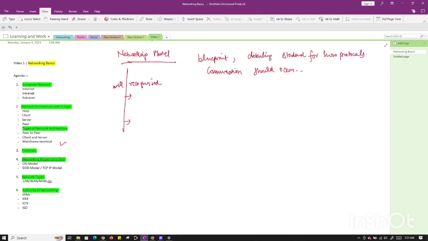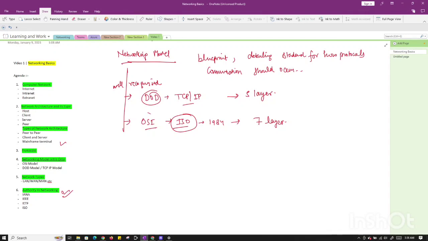The first one is from the Department of Defense, TCP/IP, which is of 5 layer, and the second one is OSI, which is from ISO. We'll discuss ISO and DoD as authorities in networking. So OSI was developed by ISO in 1984. It is of 7 layer, and TCP/IP is of 5 layer.